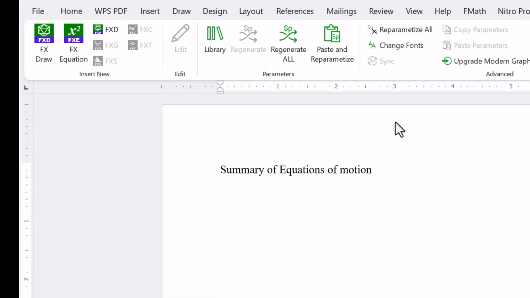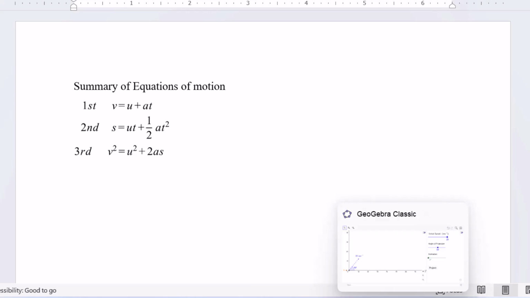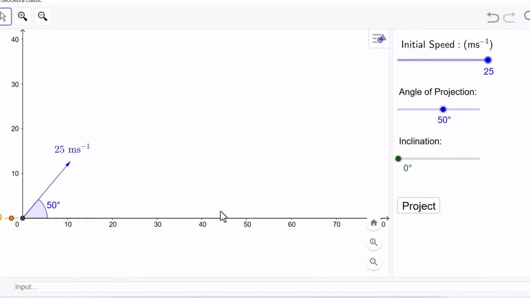Let me take it to MS Word. So you can see the three equations of motion. With these same three equations of motion, I can derive projectile motion. So how do I do that? Let me first demonstrate what projectile motion looks like. Let me use this applet to do the description.